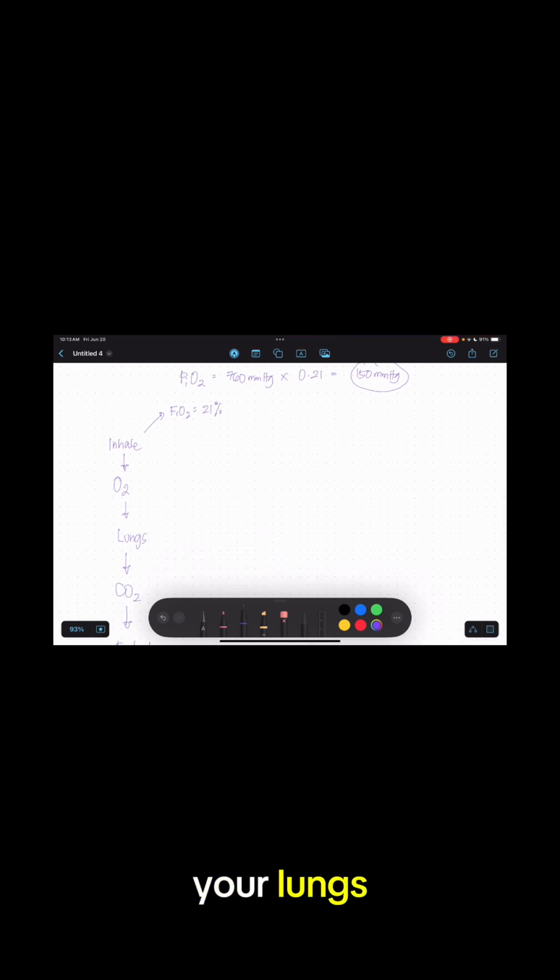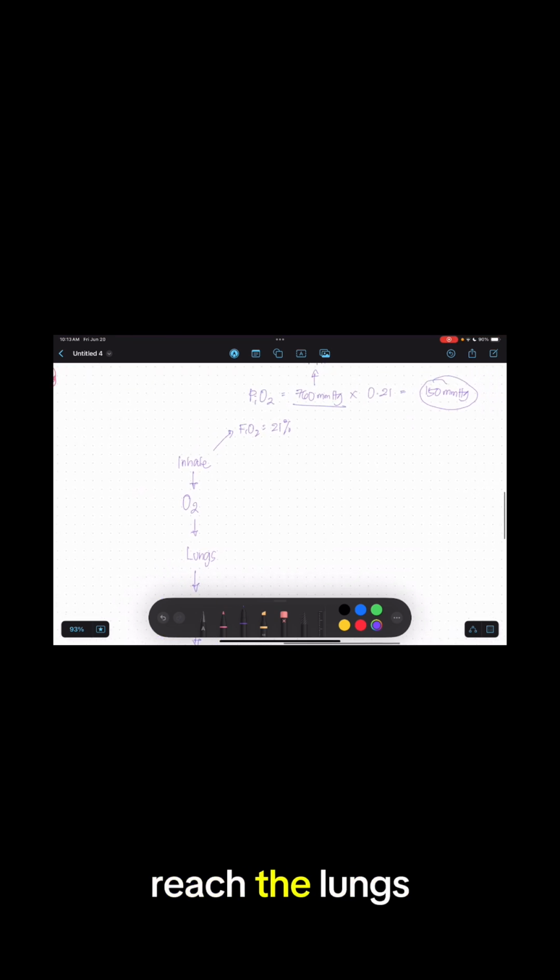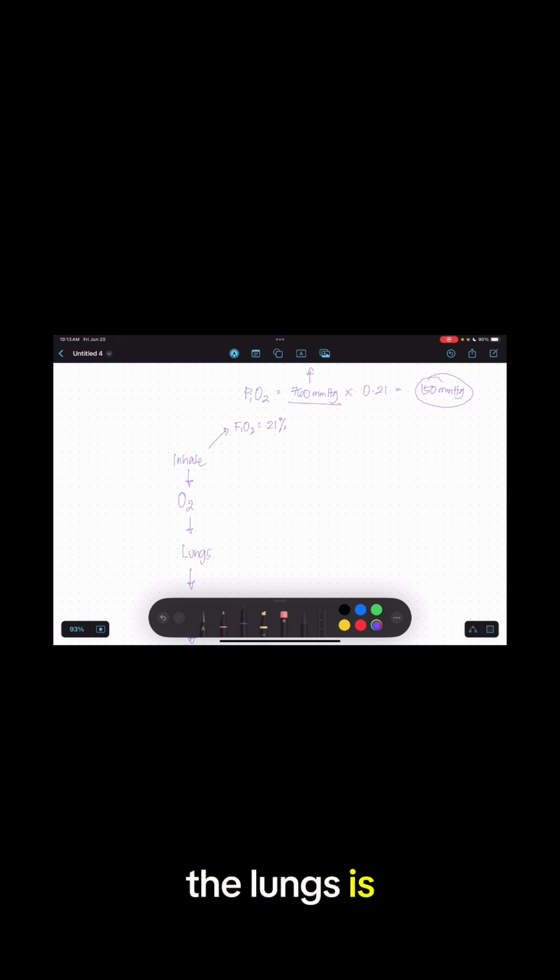However, when it reaches your lungs it is wet, and this 760 is actually at sea level. So how much partial pressure does it have in the lungs? PAO2 is about 105, because what you do is take PI, the partial pressure of inspired oxygen, and subtract the water vapor to get this partial pressure of oxygen of 105.